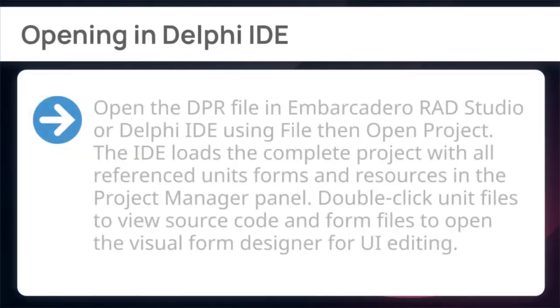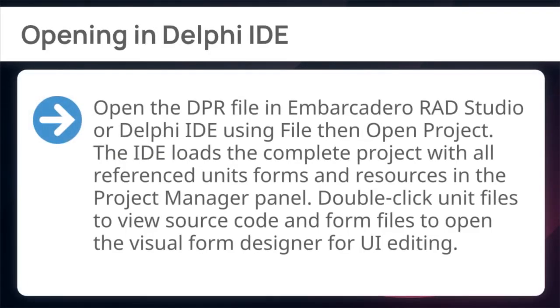First, opening in Delphi IDE. Open the DPR file in Embarcadero RAD Studio or Delphi IDE using File, then open Project. The IDE loads the complete project with all referenced units, forms, and resources in the Project Manager panel. Double-click unit files to view source code and form files to open the Visual Form Designer for UI editing.